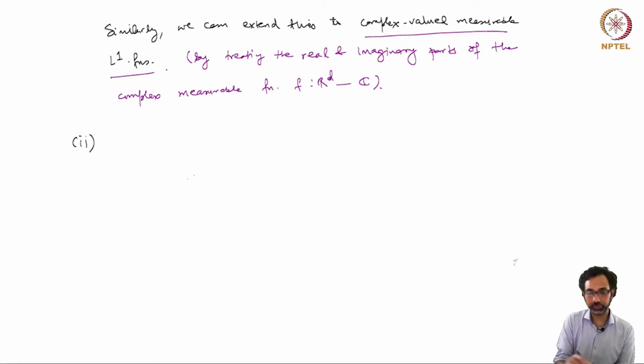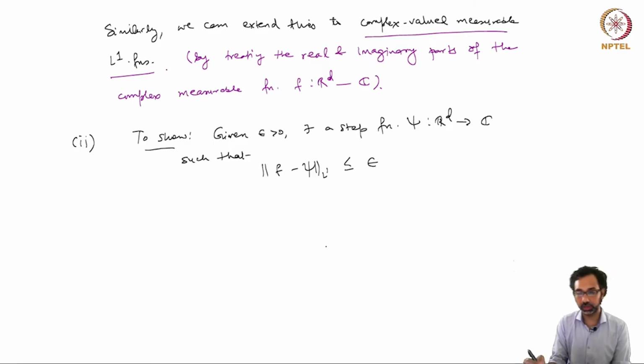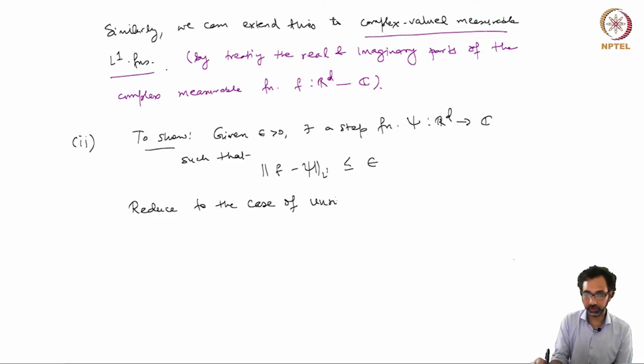For the second part, we have to find a step function. So we have to show that given epsilon, there exists a step function c from R^d to C, such that the L1 norm of f minus c is less than or equal to epsilon. So again we can reduce to the case of unsigned measurable functions.